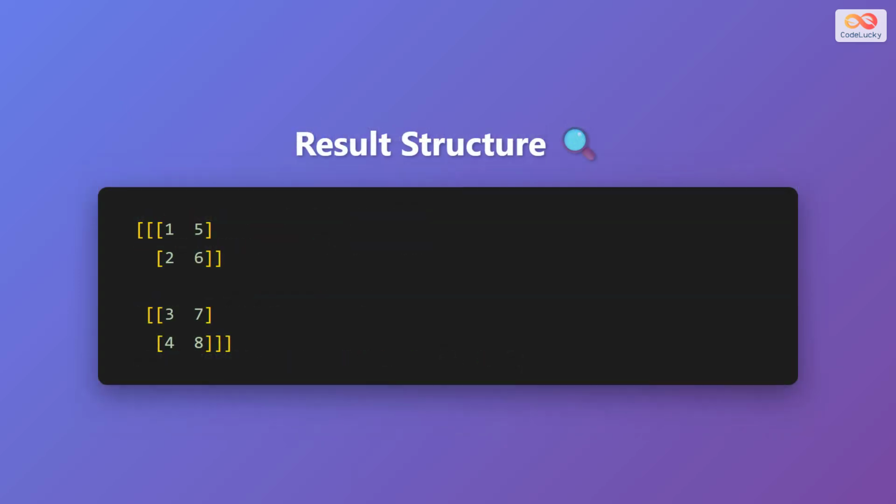The result structure shows how the arrays are stacked. Each position now contains pairs of values from the original arrays. Position 0, 0 contains 1 and 5, position 0, 1 contains 2 and 6, position 1, 0 contains 3 and 7, and position 1, 1 contains 4 and 8. The values are paired along the third dimension.